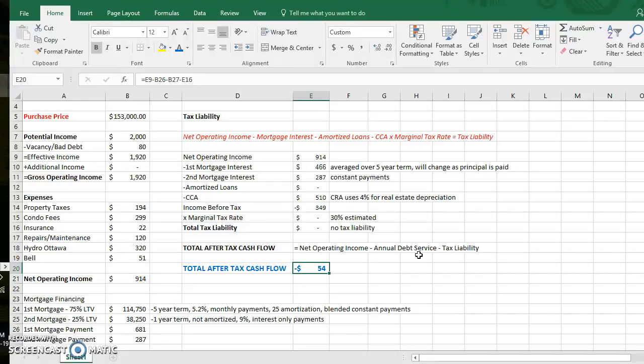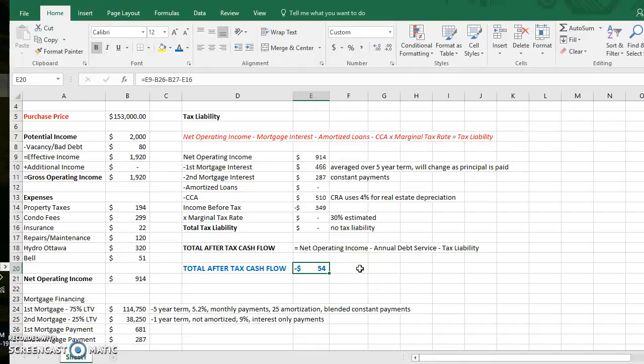Now I haven't decided to purchase this property or not. Just because there is negative cash flow doesn't mean that I will not purchase it, and there's a couple reasons for that. First, I believe the property is worth approximately $165,000. So at a purchase price of $153,000, there is an instant net equity stake of $12,000, which is an increase in net worth of $12,000, and that is easily offset by this minus $54 per month.